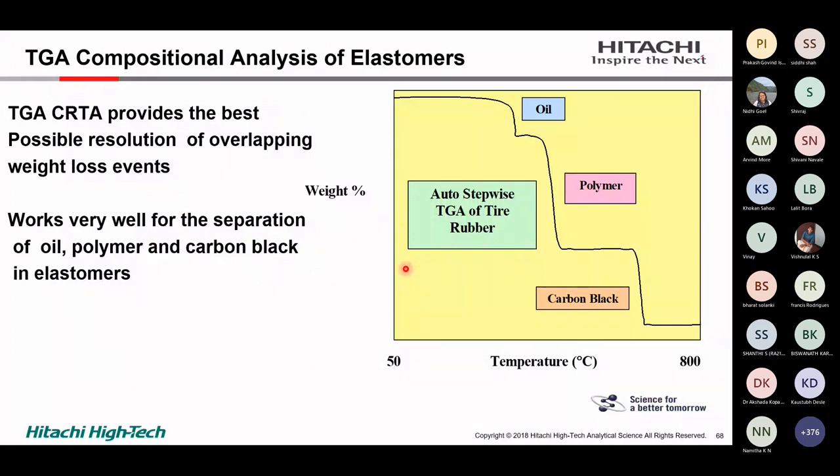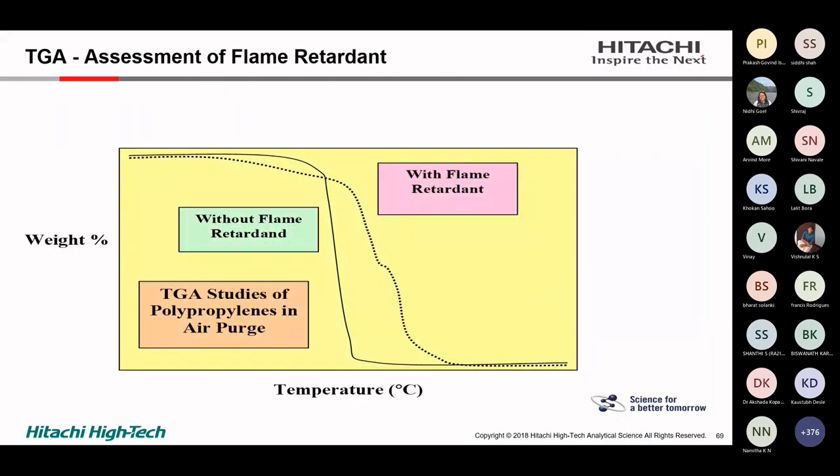This is a very general slide. How much is the oil content, how much is the polymer content, and how much is the carbon black content. Whether the material is added with a flame retardant or not. So you can see over here, without flame retardant, the graph will look like this, and with the flame retardant, the graph will look like this.